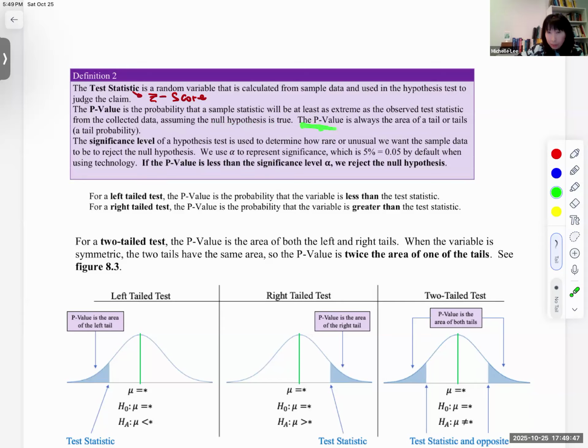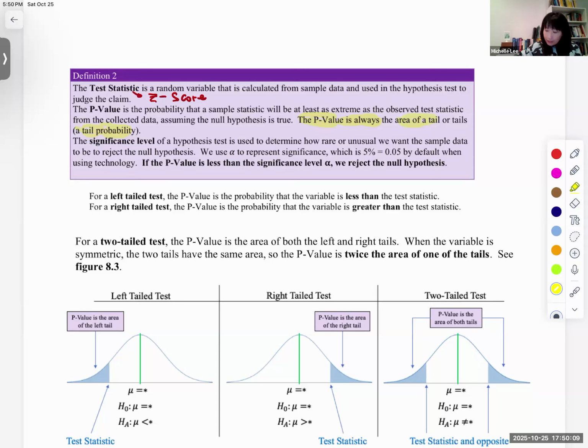Okay, the p-value is always the area of the tail, so tail probability. So the p-value is the tail probability, the area of the tail.